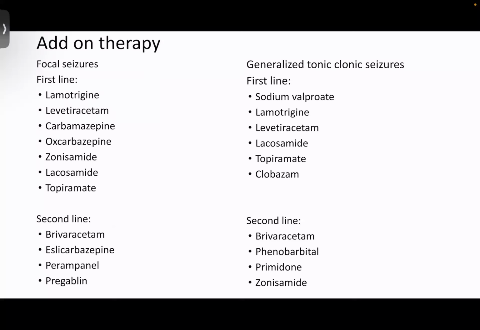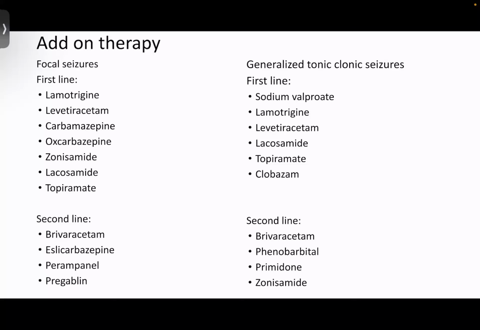For focal seizures, as an add-on therapy, again, if you are going with lamotrigine, levetiracetam can be added as an add-on treatment or a second-line agent. Like that, we have first-line add-on therapy for focal seizures. Both lamotrigine, levetiracetam, and other drugs like carbamazepine, oxcarbazepine, zonisamide, lacosamide, and topiramate can be chosen. Second-line agents like brivaracetam, carbamazepine, perampanel, and pregabalin can be used.